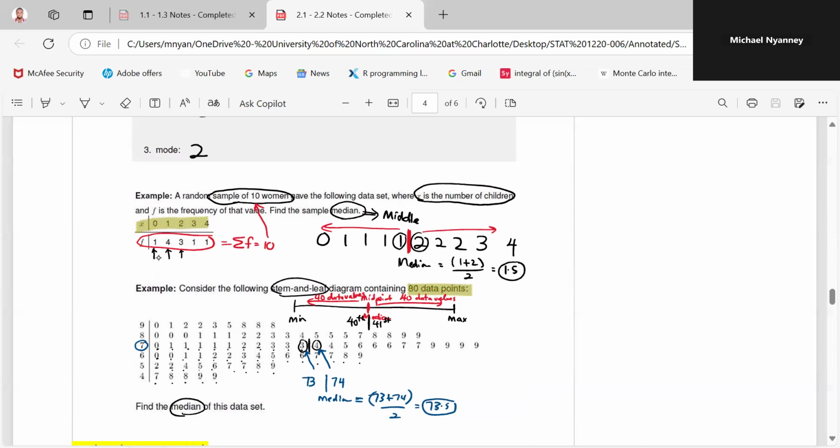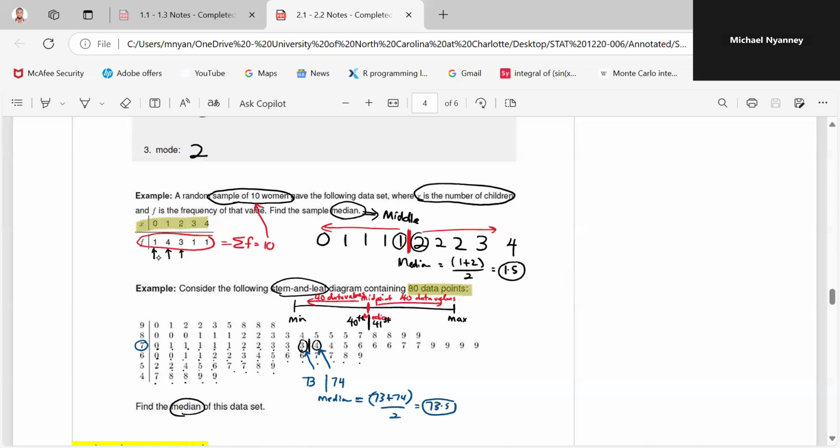So we have to find the sample median from this data frequency table. The median is the middle part of our data. So we can rewrite the data frequency table to our original data set. 0 came in 1 time, so we write 0 once. 1 came in 4 times, we write 1 four times. 2 came in 3 times, we write 2 three times. 3 came in 1, 4 also came in 1. So we rewrote all these data points, and I wanted to find the middle part.